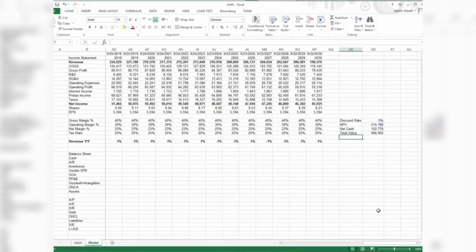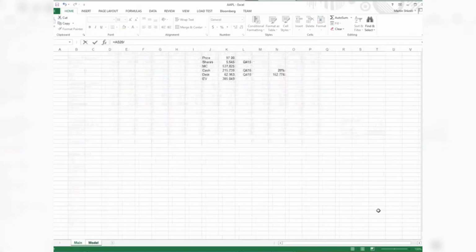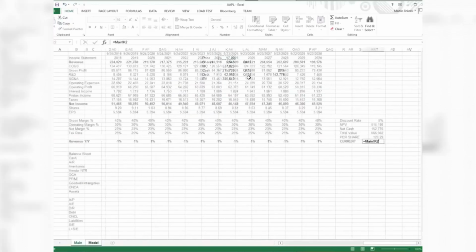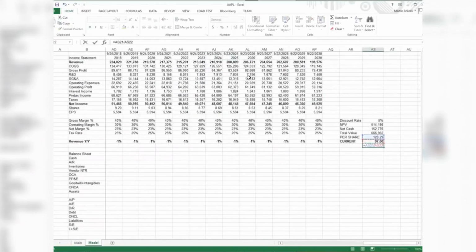So the total value is $666 billion. And per share, how many shares do they have? 5 billion. So per share is $120. And the current price is $97. So our calculator is telling us that the shares are worth $120 and the current shares are worth $97.